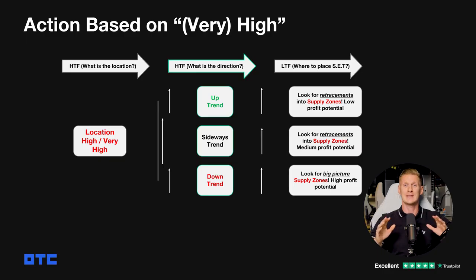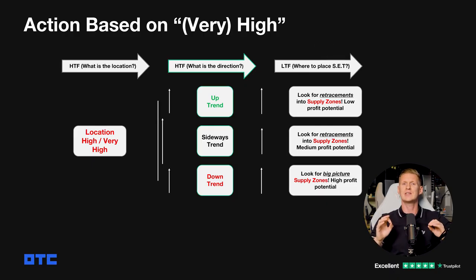At first glance, this slide may seem a bit overwhelming, but it's actually quite straightforward once you understand its structure. Think of it as a decision matrix, moving from left to right. It starts with step 1, identifying the higher time frame HTF location. Next, we move to step 2, assessing the trend direction. Finally, we arrive at step 3, performing the lower time frame LTF zoning process to establish our trade setup.